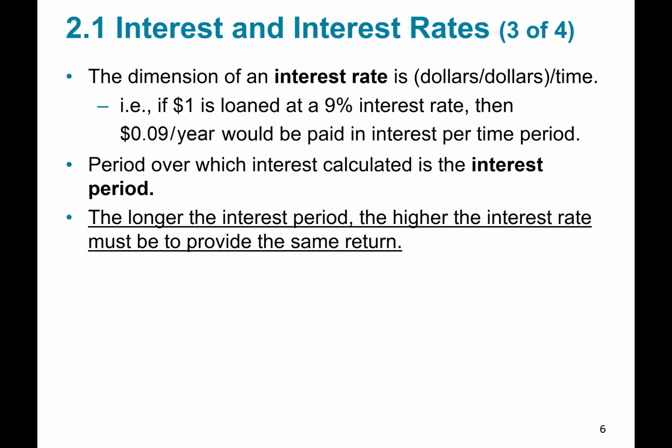The dimension of an interest rate is typically dollars and time. For example, if $1 is loaned at a 9% interest rate, then $0.09, or in this case 9 cents per year, will be paid in interest per time period. In this particular example here, we have not provided you with a time period. The period over which interest is calculated is the interest period.